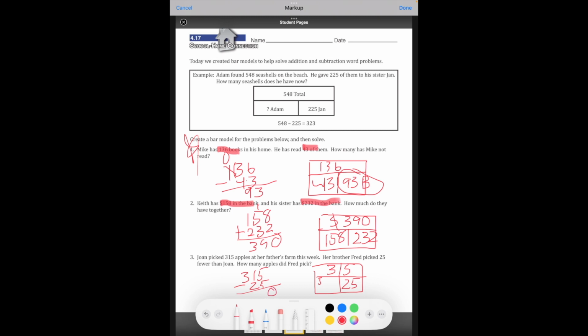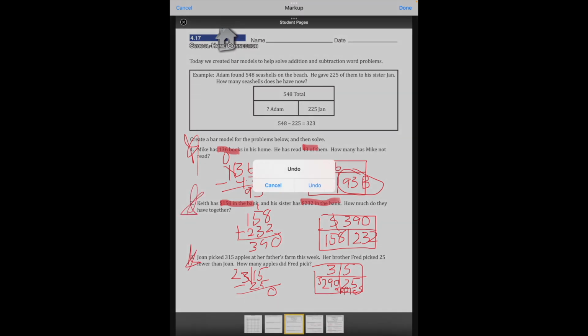Okay, 5 minus 5 is 0. 2 minus 1 we can't do, or 1 minus 2 we can't do, so we have to borrow. 11 minus 2 is 9, so 290 apples. I'm going to put apples. All right, don't forget your stars and circles, depending if you got it correct or incorrect, and make sure you resubmit.